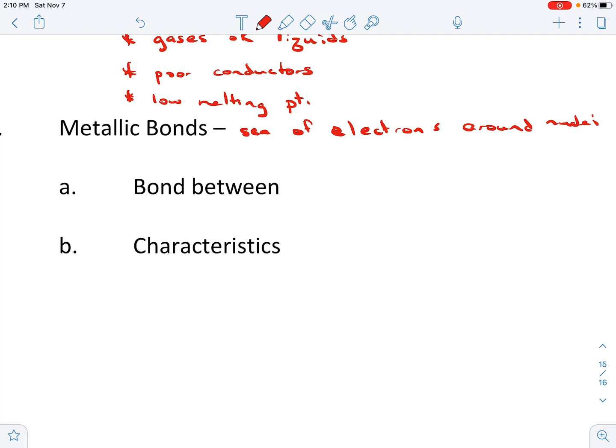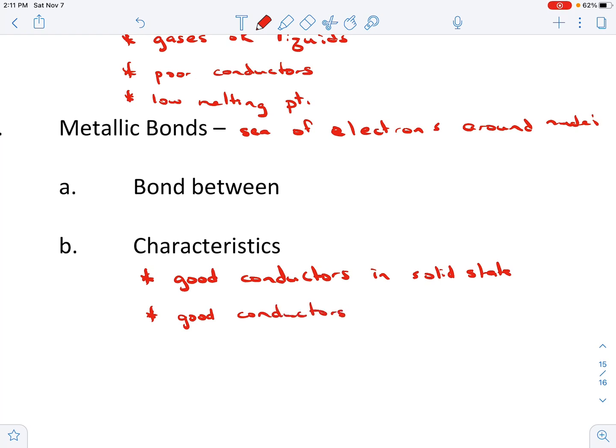That allows it to be a very, very good conductor. We're kind of skipping around here, but these are good conductors in the solid state. They also are good conductors in the liquid state as well. They tend to be solids, obviously.